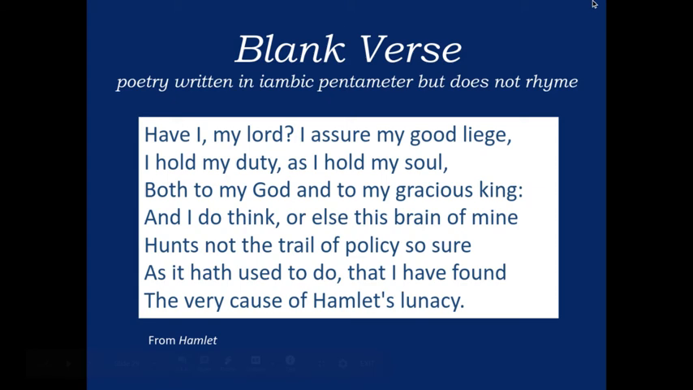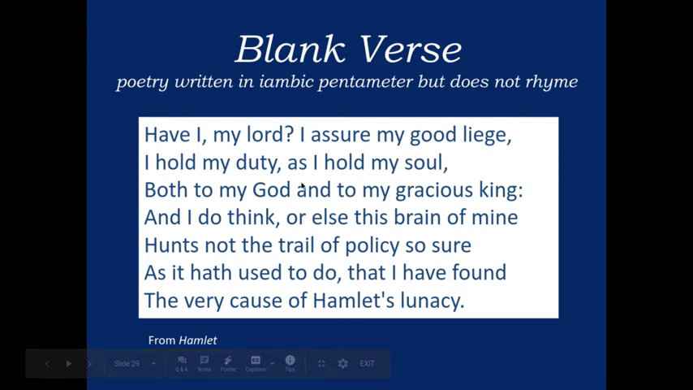Have I, my lord, I assure my good liege, I hold my duty as I hold my soul, both to my God and to my gracious king. And I do think, or else this brain of mine hunts not the trail of policy so sure as it hath used to do, that I have found the very cause of Hamlet's lunacy.